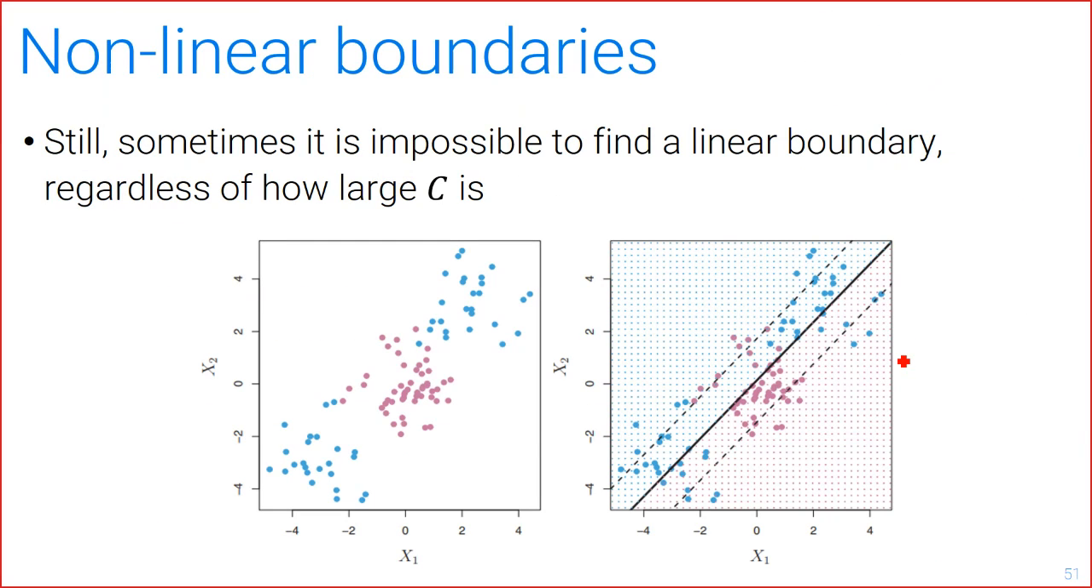The other one is, hey, sometimes it's just impossible to find a linear boundary. It just doesn't exist. If you think about this example here, there's not one single line that fully separates the blues and pinks. If you fit the support vector machine to this model, you're going to have this one, which is completely useless. So what we have to do is try and transform the variables.